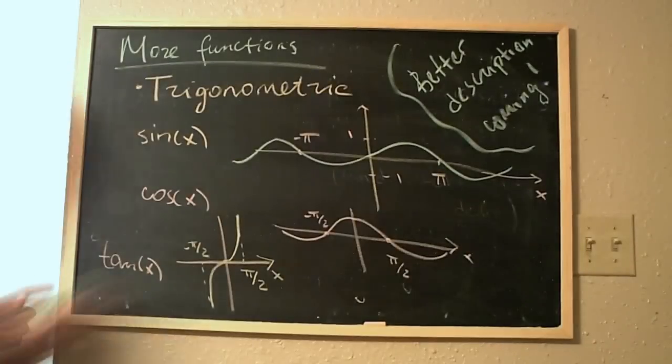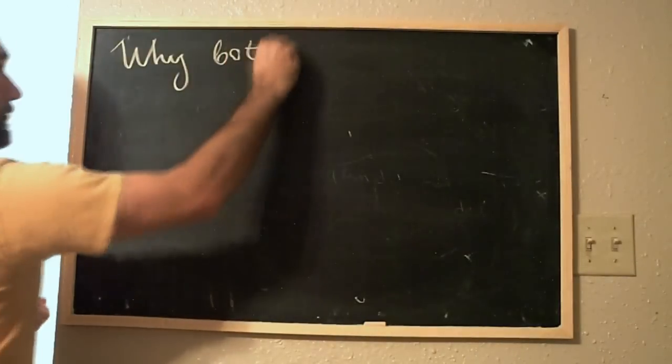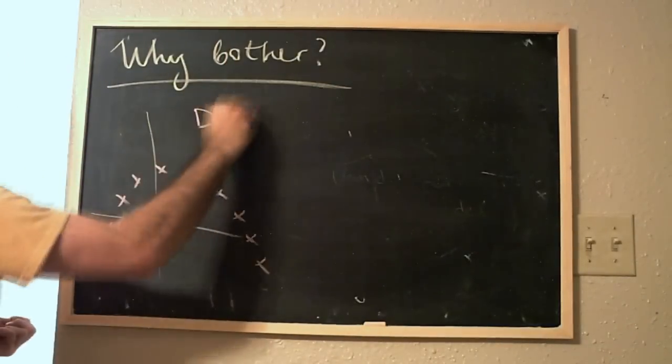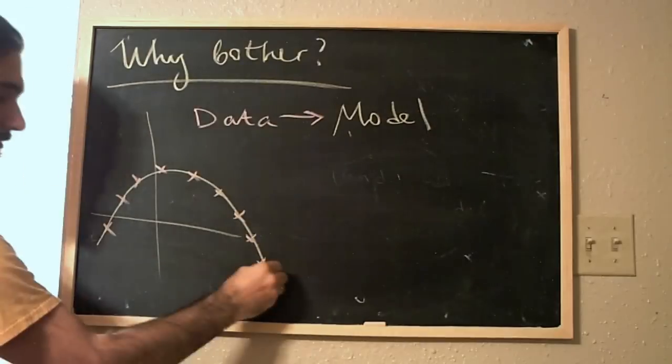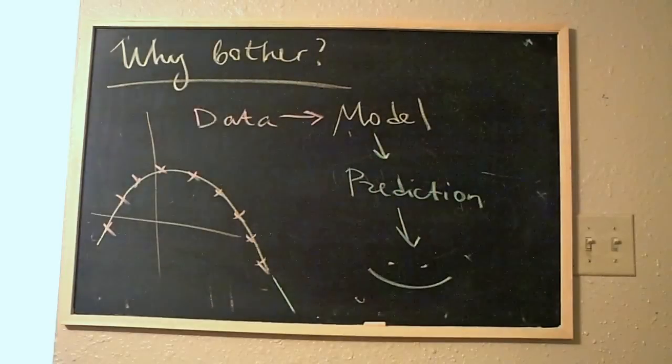So why bother with all of this? That's because if you have real-world data, if you can figure out a function that approximates this data, you can build a model. And if you have a model, you can build predictions. And once you have predictions that are good, you're happy because you can predict the future, you can send satellites to space, and you can get science done.